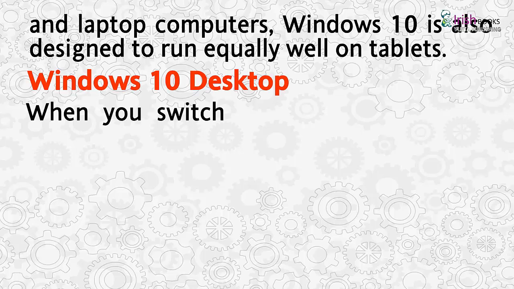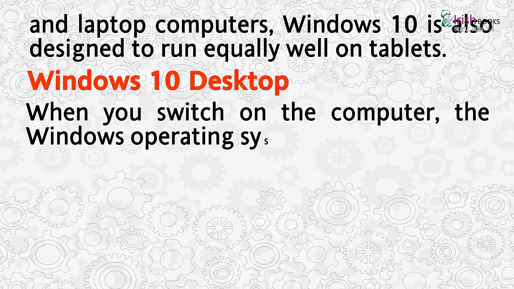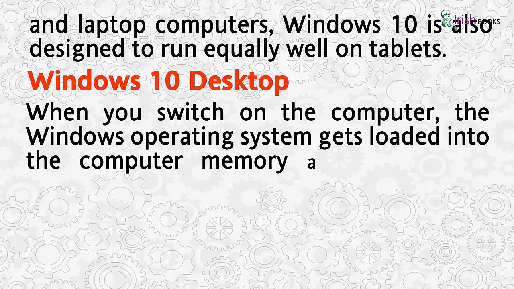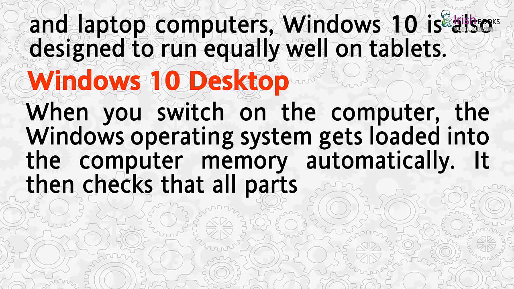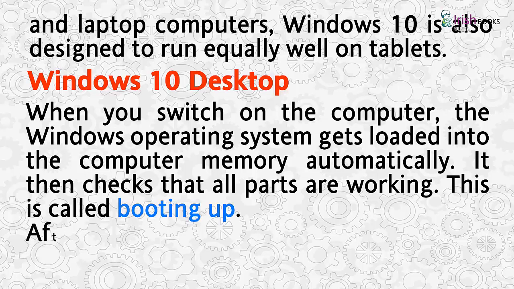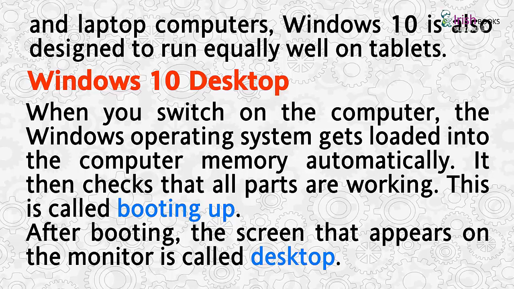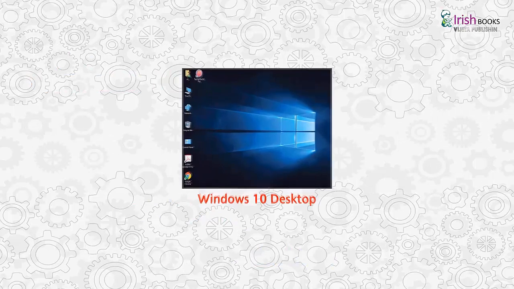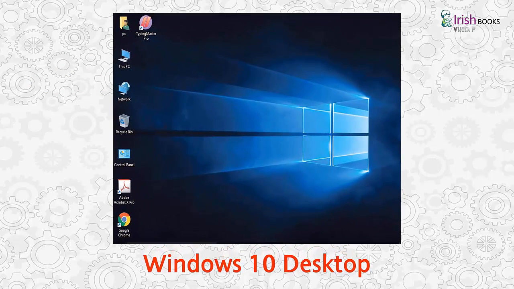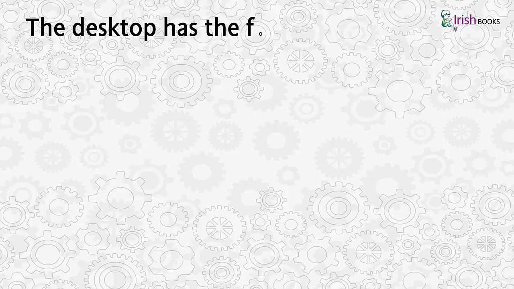Windows 10 Desktop. When you switch on the computer, the Windows operating system gets loaded into the computer memory automatically. It then checks that all parts are working. This is called booting up. After booting, the screen that appears on the monitor is called desktop. The desktop has the following items.